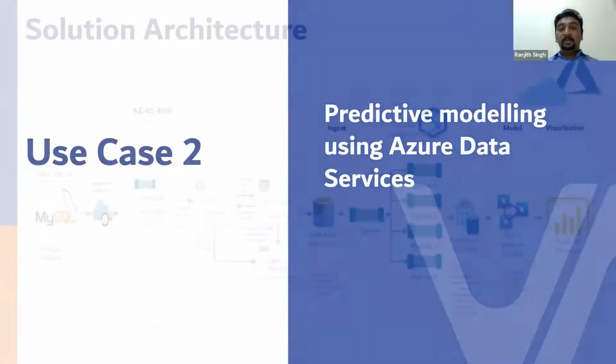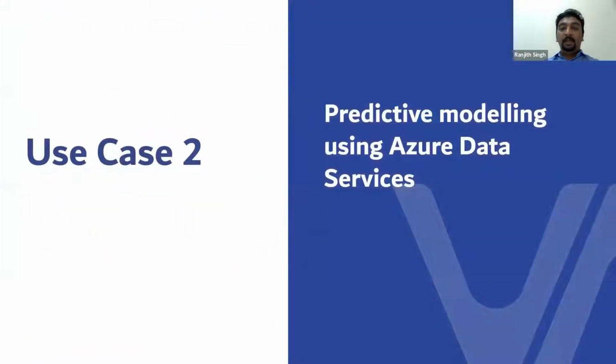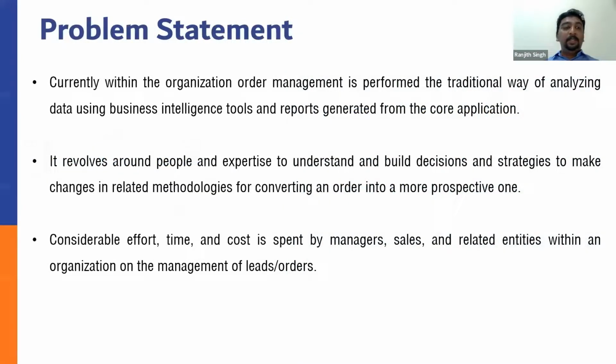So this is use case one, and use case two is a kind of predictive modeling that we built using Azure data services. The problem is that the organization serves the shipping industry, and their order management process was followed manually. They receive the RFP from the customers, and it has to be sourced from different vendors at different prices and with different terms, and then they submit the RFP and wait for the order closure.